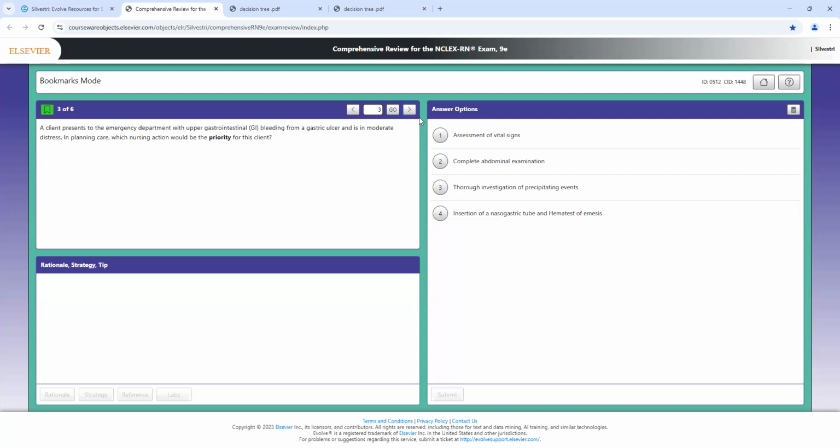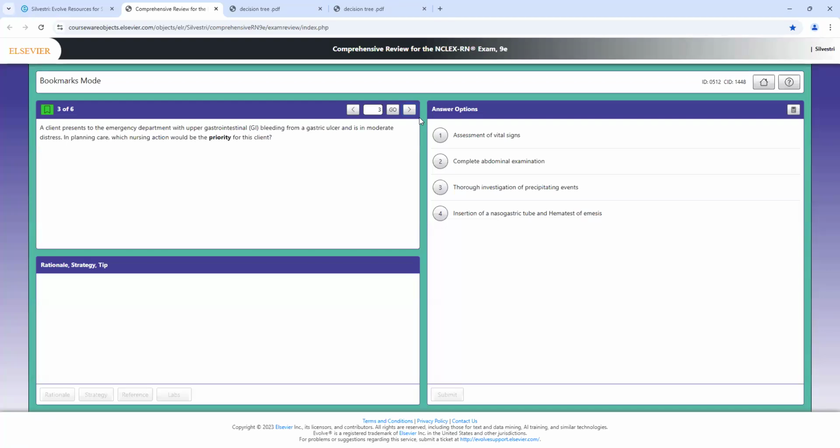Okay, the client presents to the emergency department with upper GI bleed for gastric ulcer and is in moderate distress. In planning care, what nursing action would be the priority for this client?